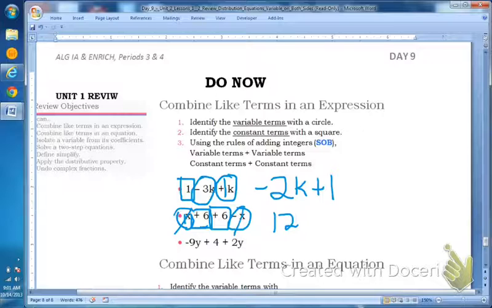Our final example, let's go over circles and squares. Let me hear you real loud. First one, negative 9y. Circle. Positive 4. Square. Positive 2y. Circle. All right.